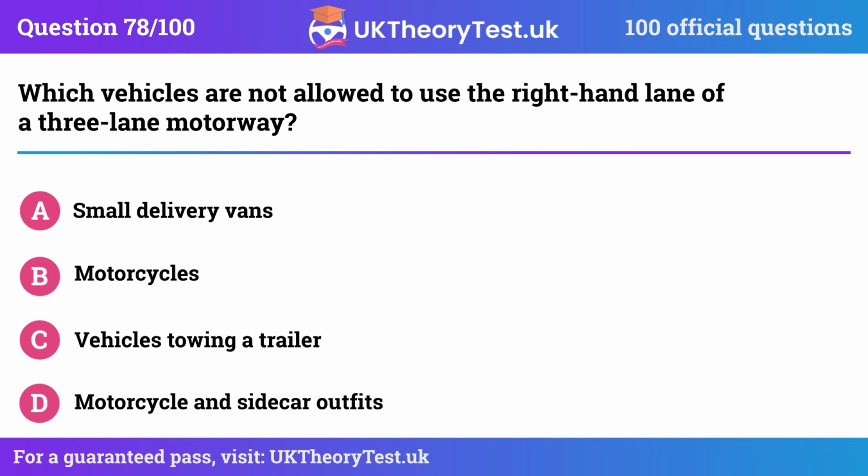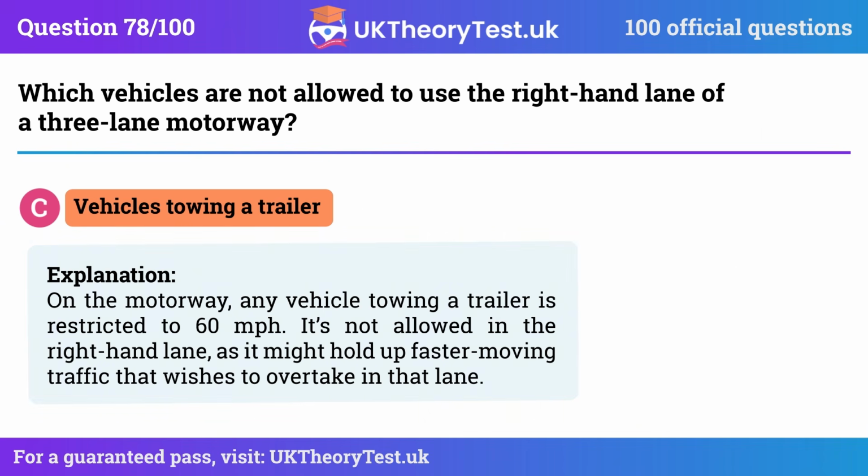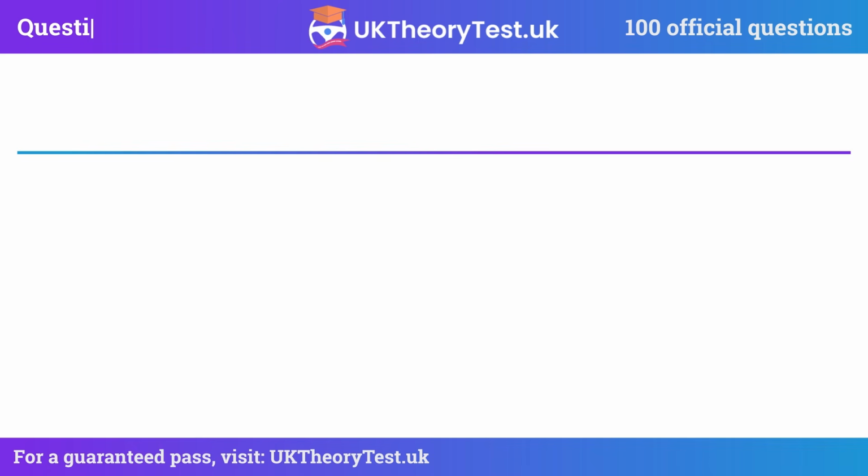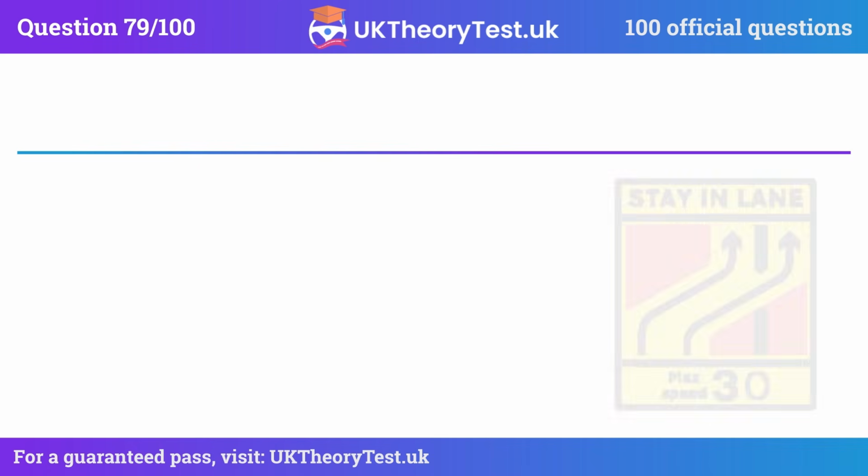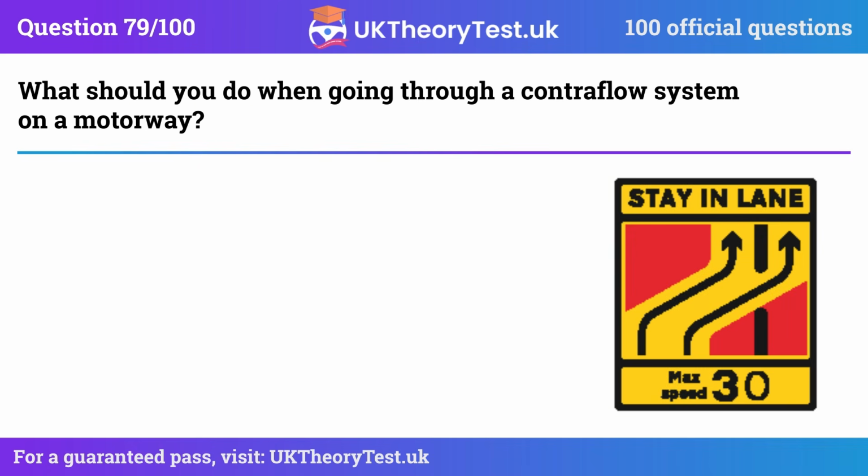The correct answer is C. Vehicles towing a trailer. Explanation: on the motorway, any vehicle towing a trailer is restricted to 60 miles per hour. It's not allowed in the right-hand lane, as it might hold up faster-moving traffic that wishes to overtake in that lane. Question 79. What should you do when going through a contraflow system on a motorway?